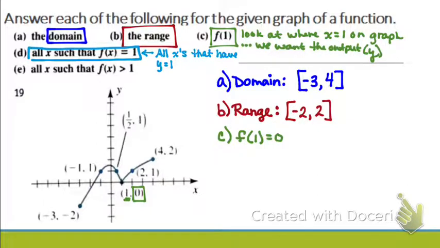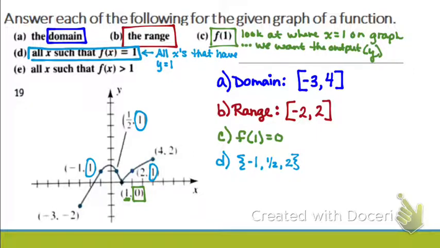How many points do we have where the y is 1? 3. I've got one right here, we've got one right here, and one right here. So what are those x values? -1, 1/2, and 2. We use these curly brackets because it doesn't include the values in between. It's just a list, and it's only those 3 values.